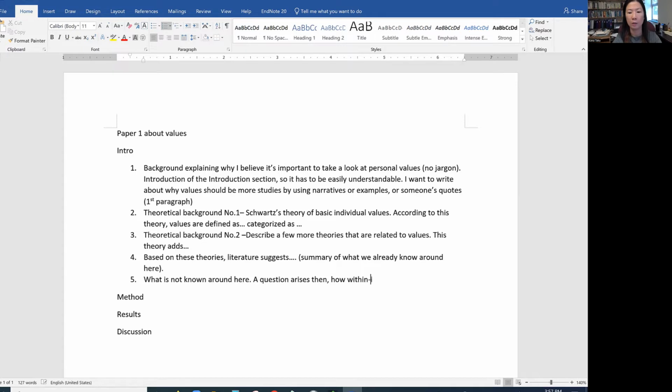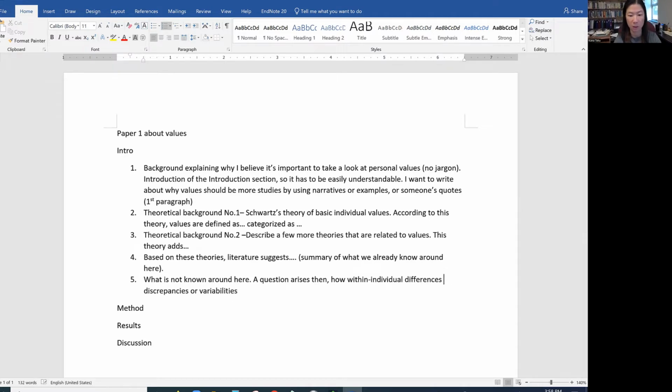How within individual differences or discrepancies. It's not necessarily discrepancies, but that may be true, because if we have two conflicting values that are both equally important, then they may have some discrepancies within them. So that's why within individual differences, discrepancies, or variabilities.